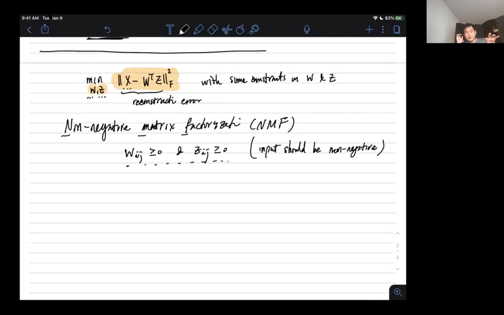Because if the weight matrix and code matrix are both non-negative, their product has to be non-negative as well. If our input contains a lot of negative entries, it doesn't make any sense to do non-negative matrix factorization. However, these constraints turned out to be an extremely powerful notion. The reason why it's powerful is that one big assumption that we often make about our observation is that our observation is a sum of many different underlying fundamental building blocks.